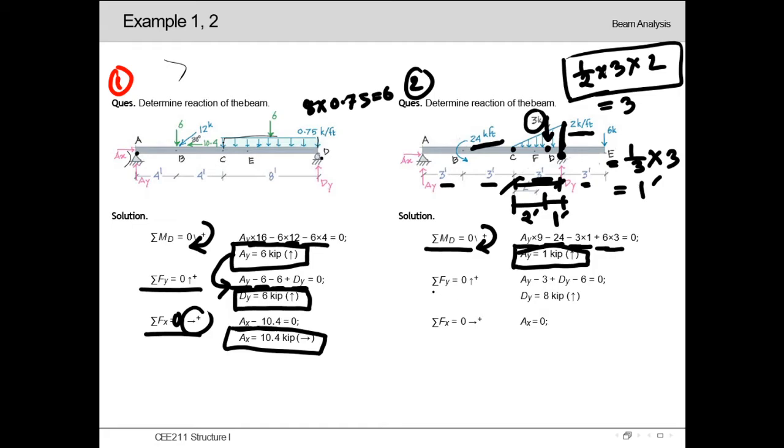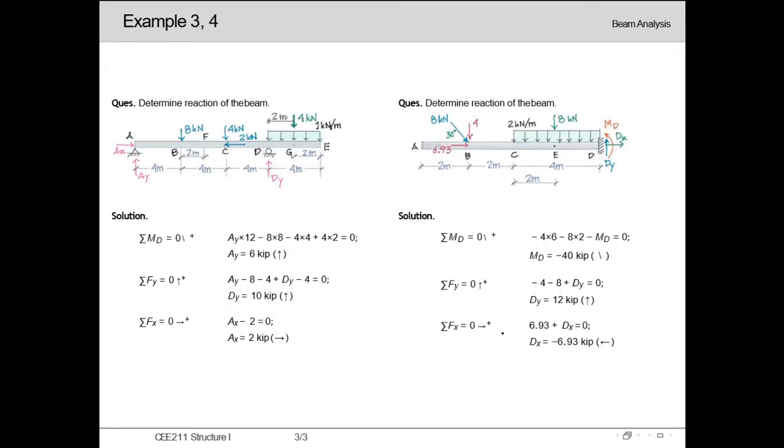Now applying summation of f of y, we will be able to form the second equation, Ay minus 3 plus Dy minus 6 equal to 0, and plugging the value of Ay over here, we will be able to calculate the value of Dy. And lastly, taking summation of f of x equal to 0, we will get the value of Ax as 0. Now in this example 3, the loading pattern is exactly the same as the first example, so hope we will be able to solve this problem.